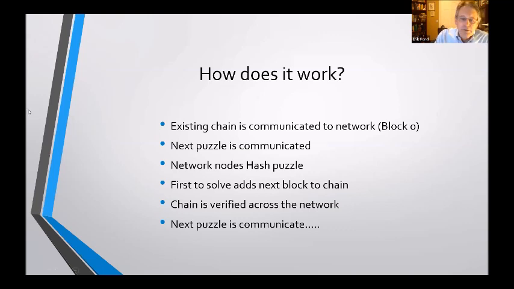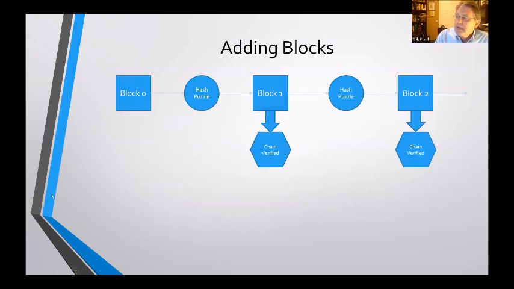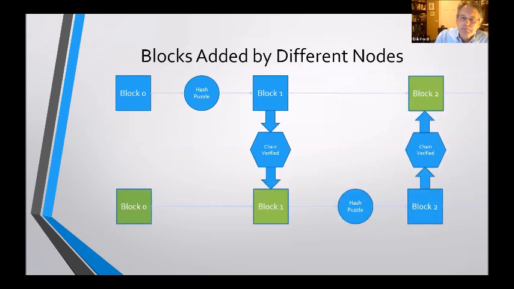And on it goes. I have a diagram here showing block 0, the hash puzzle. Block 1 is added, chain is verified to the rest of the network. Next hash puzzle is provided, solved. Block 2 is added, chain is verified, and on we go. So that, in very simple terms, is using the chain of events, if you will, or the blockchain, in creating the network or the distributed ledger.